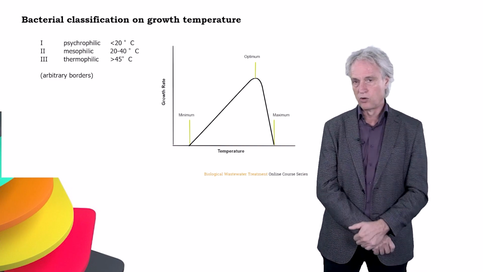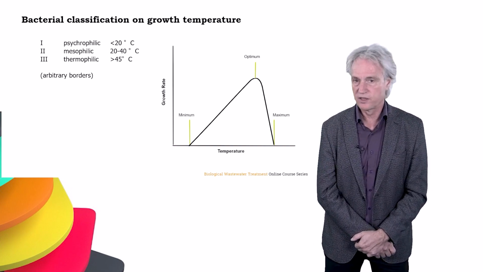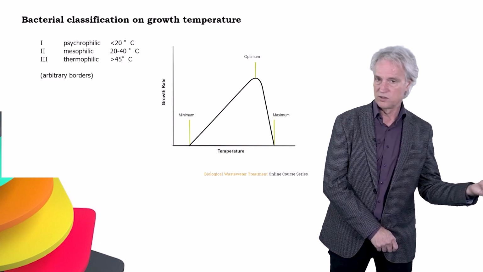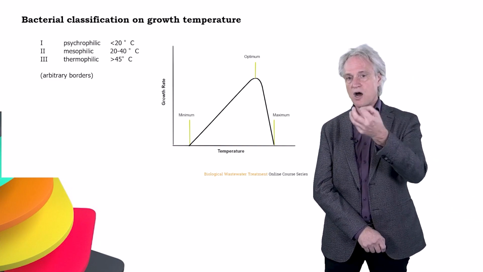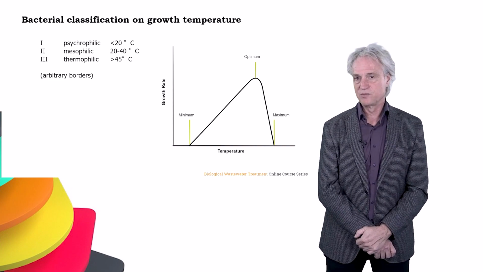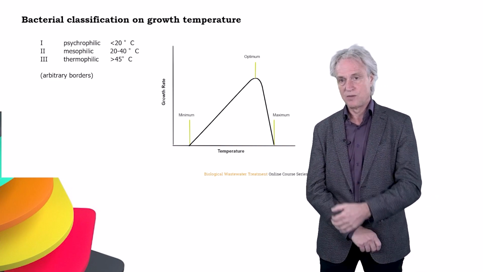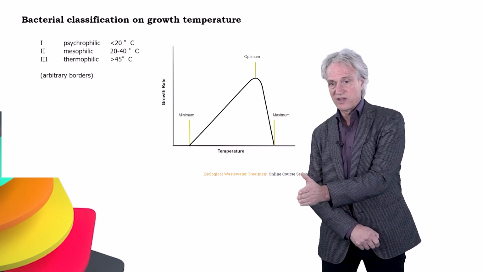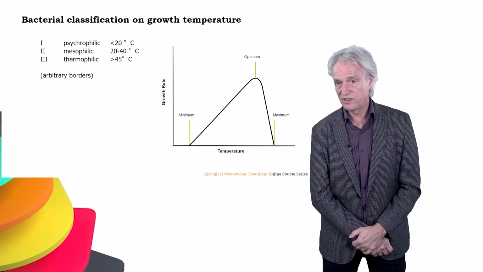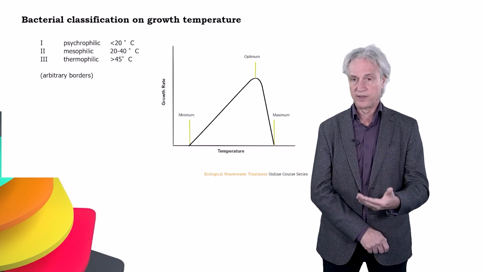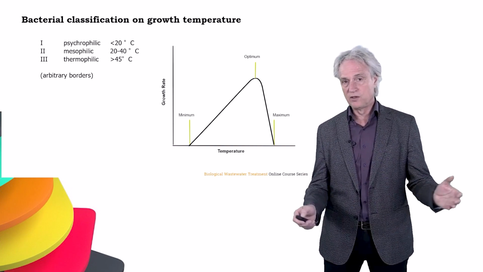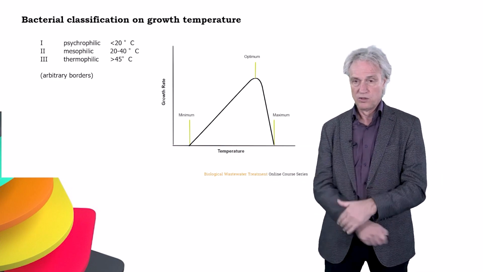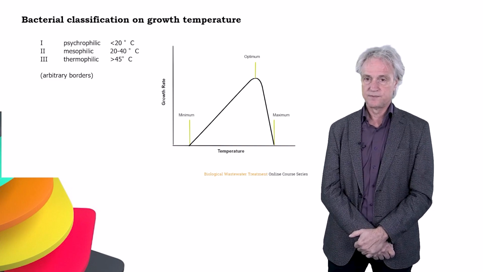Now then you see here a curve. This curve is generic for any organism. You have a minimum temperature below which there is no growth. Then you have an optimum temperature where you have the maximum growth. Beyond the optimum temperature, you see that the growth is decreasing. And then you have a maximum temperature where the death rate is higher than the growth rate. Now, depending on the type of organism, the curve will shift along the x-axis.